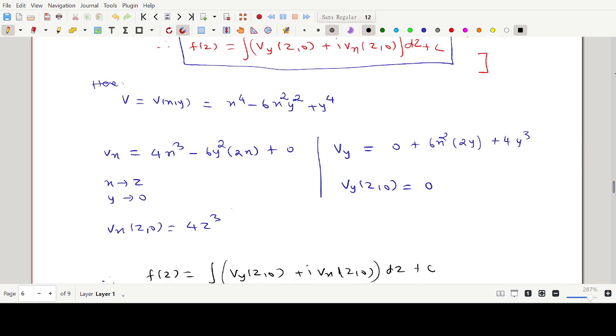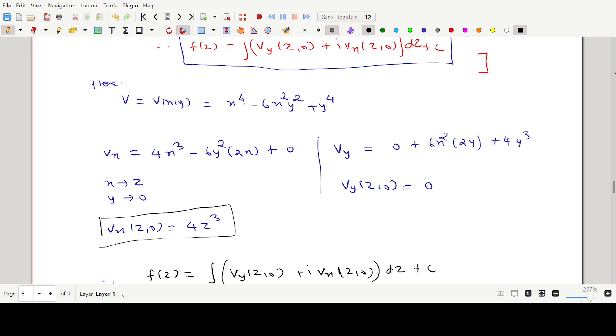So here, what is the problem? v is given: x power 4 minus 6 x square y square plus y power 4. What is the rule? First find the first derivative with respect to x and the derivative with respect to y. Differentiating with respect to x, we treat y as constant. So x power 4 differentiates to 4x cube; minus 6 y square is constant, and x square differentiates to 2x; the y power 4 term is constant, 0. In the derivative function with respect to x, replace x with z and y with 0. So here 4z cube, and this other term will be 0. So this is our vx of z comma 0.